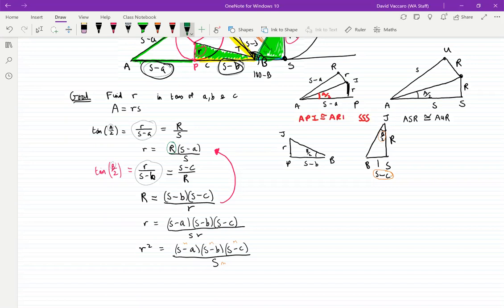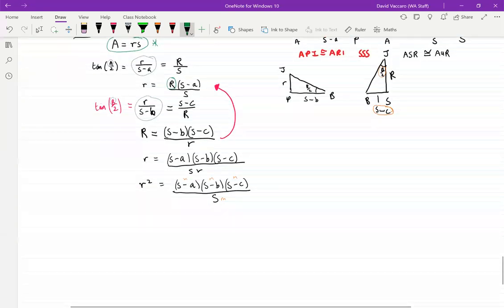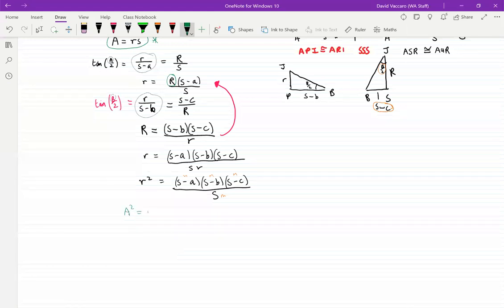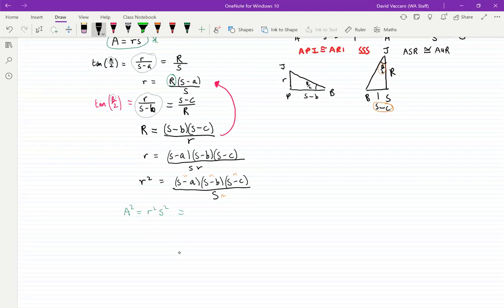So if I square root this, I get an expression for the inradius. I can also get an expression for the area because I know that the area is the inradius, which is my little r, times s. So my area squared would be r squared times s squared. And if I times both sides of this expression by s squared, I get s times s minus a, s minus b, s minus c. So I get this lovely result that the area of the triangle is the square root of this expression.